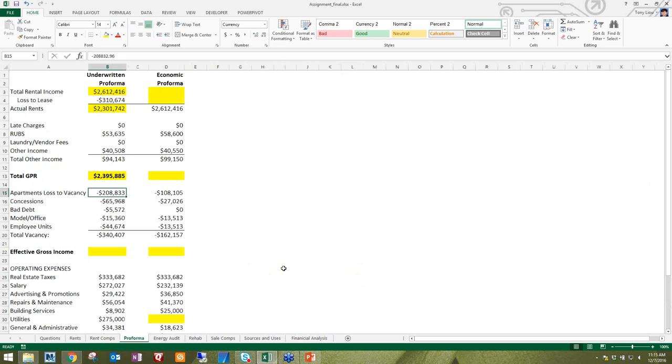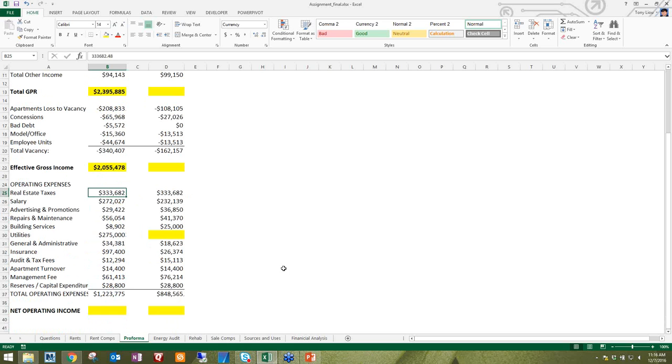So we're looking at vacancies now, right? Apartment loss to vacancy, that's kind of what's in place. We're giving some concessions away. That means there's maybe a free first month off, last month off, or gift cards. Some of the people haven't paid their rent, so that's bad debt. There's a one-bedroom model. There's a two-bedroom model. Maybe there's an upscale, low-scale model, so a couple of units can't be used. And then we have some of the maintenance staff staying in a few of the units, so that's employee units leased to the vacancy. So we have a total vacancy of about $340,000. So effective gross income is the total gross potential rents less the total vacancy. So we have an EGI of about $2 million.